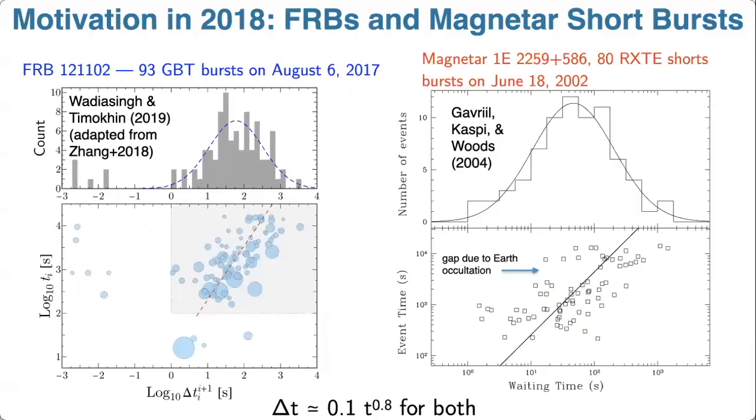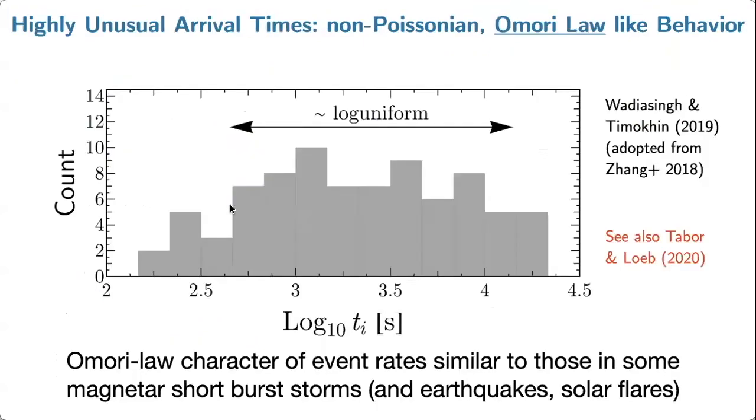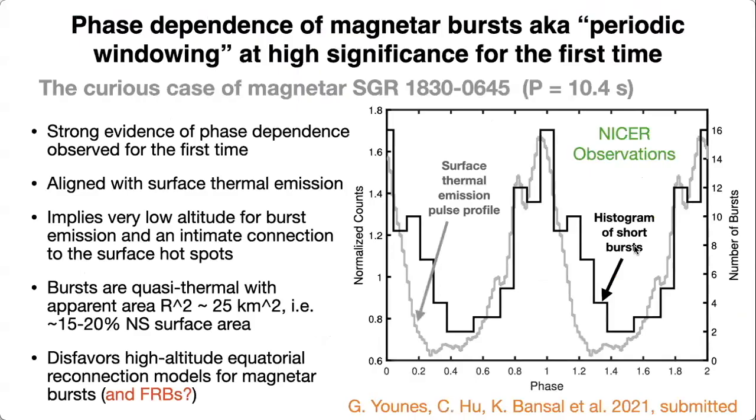So this model was motivated by what we noticed was a striking similarity of arrival time statistics between an episode of FRB 121102 shown on the left, observed by GBT, and Magnetar short burst episodes, one of which is shown on the right. And you can see the similarity in the arrival times between the two. This behavior is epitomized by the unusual log-uniform burst rate, something that is rare in astrophysics and is seen in earthquakes and solar flares. And this was also noticed by Tabor and Loeb.